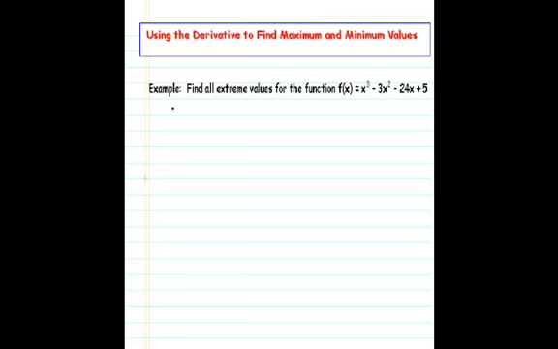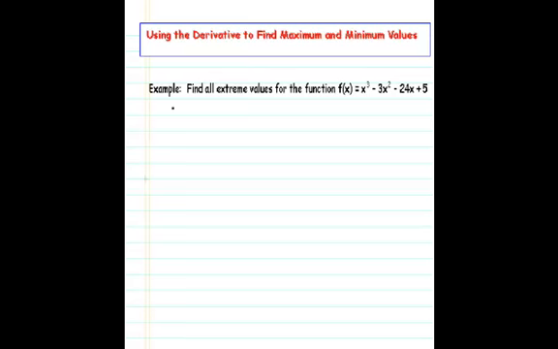In this lesson, we'll be using the derivative to find maximum and minimum values for polynomial functions. We'll begin today with an example. In this example, we're asked to find the extreme values for the function f of x equals x cubed minus 3x squared minus 24x plus 5.